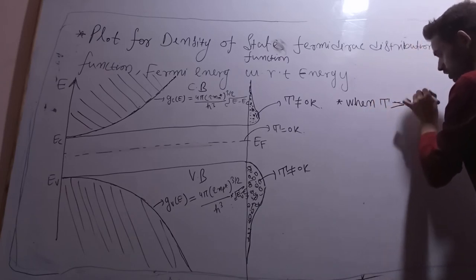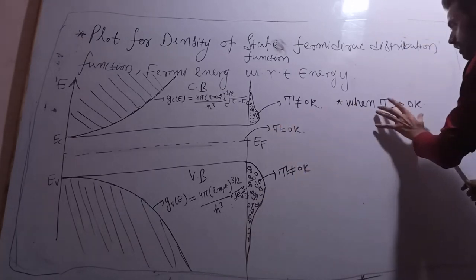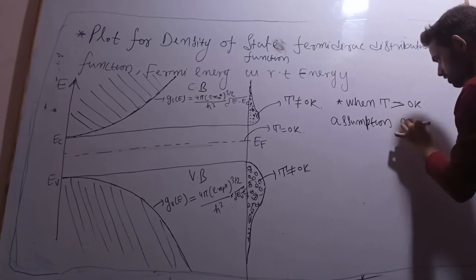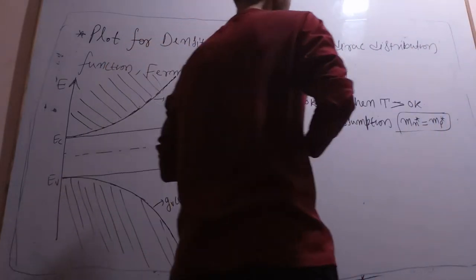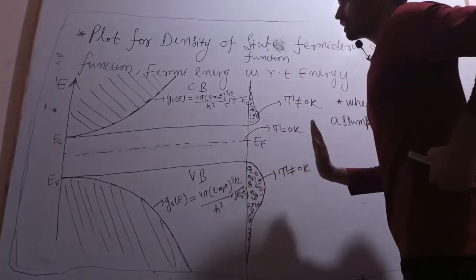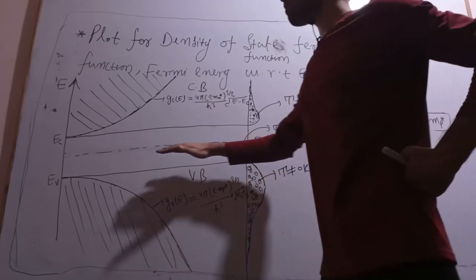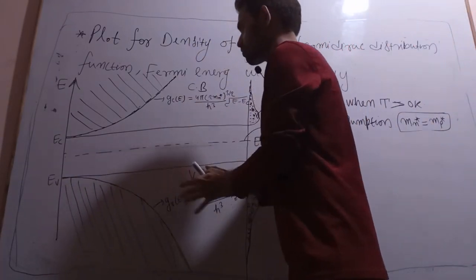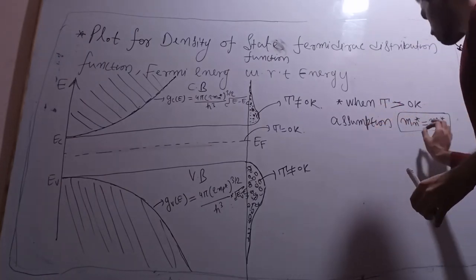When temperature is greater than 0 Kelvin, we will take some assumption. That assumption is that the effective mass of electron is equal to the effective mass of hole. Why are we taking this assumption? Because this assumption is able to make this diagram symmetrical about the Fermi energy level, symmetrical about EC and EV. It makes this diagram exactly symmetrical about this energy band gap. For that purpose only we are taking this assumption.